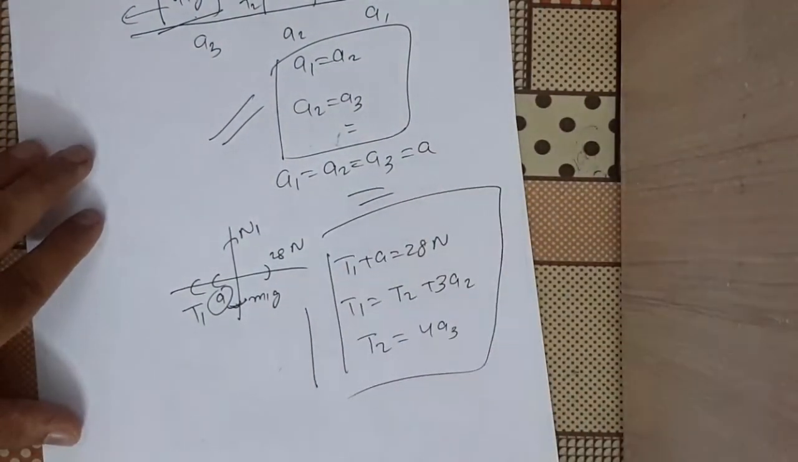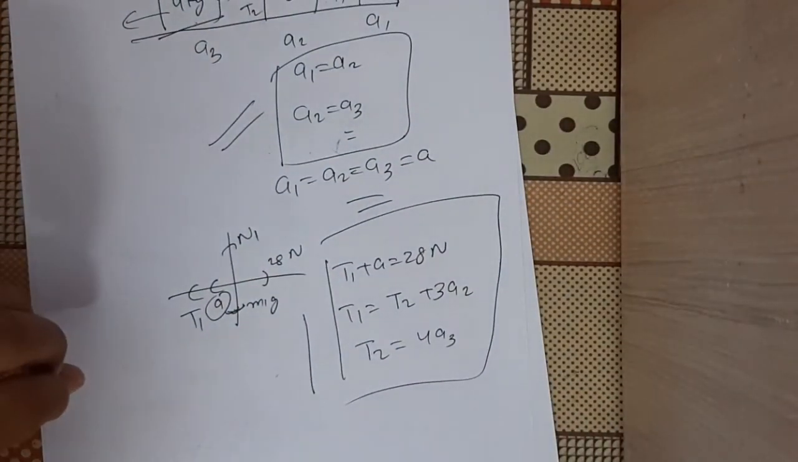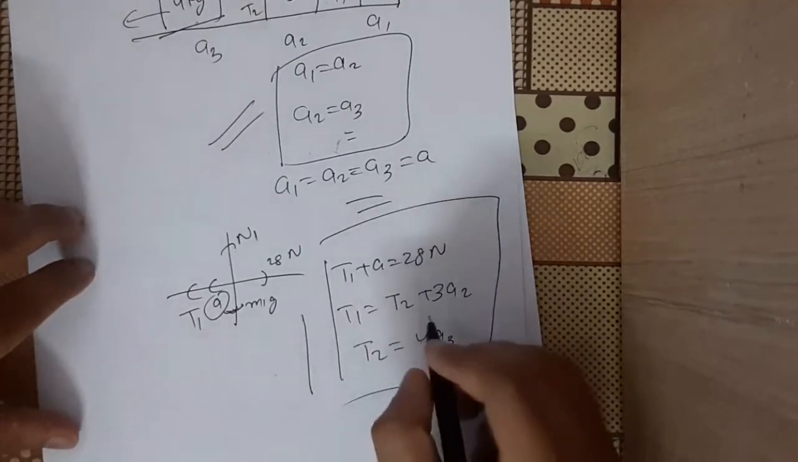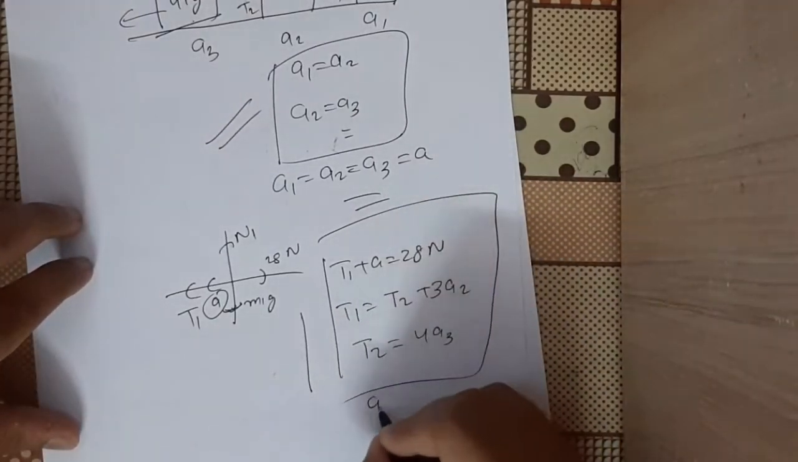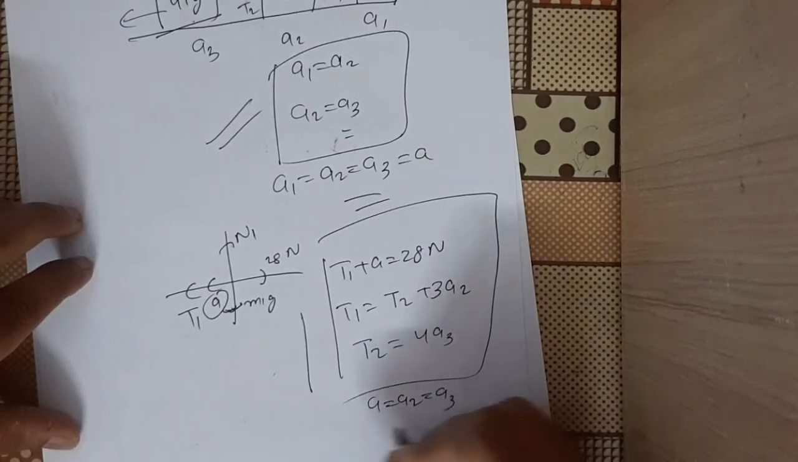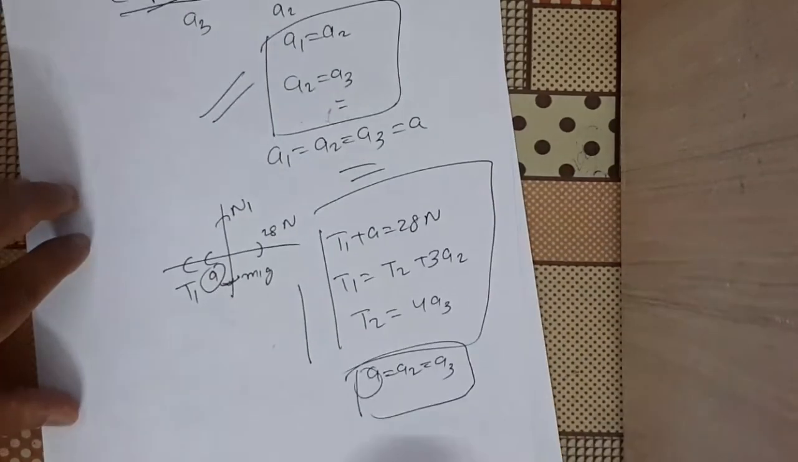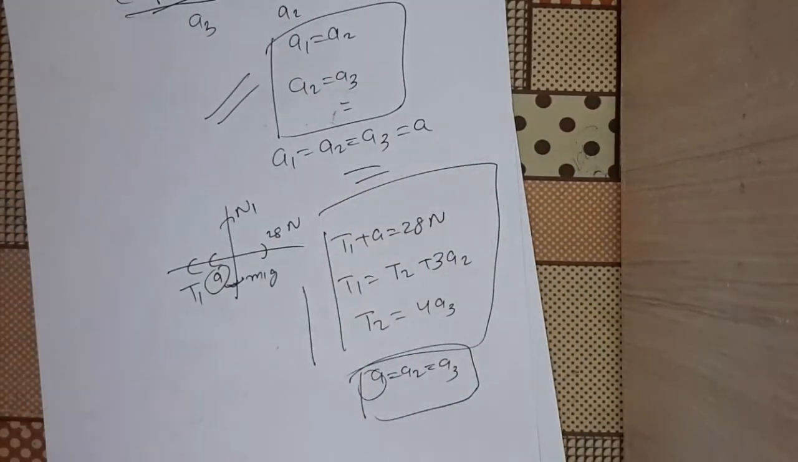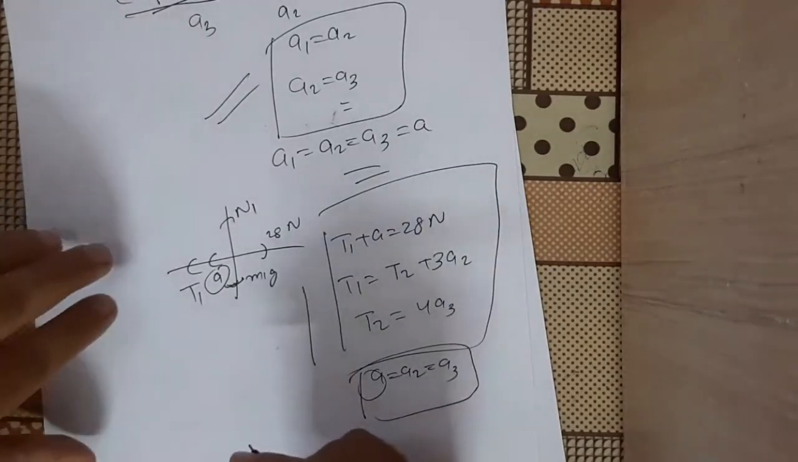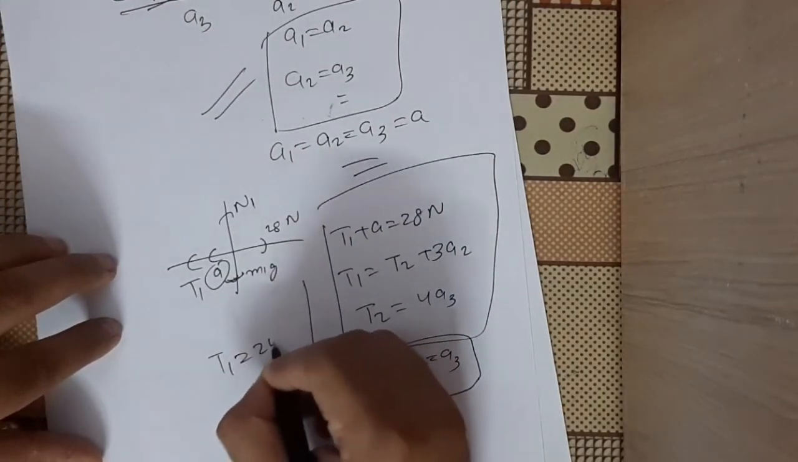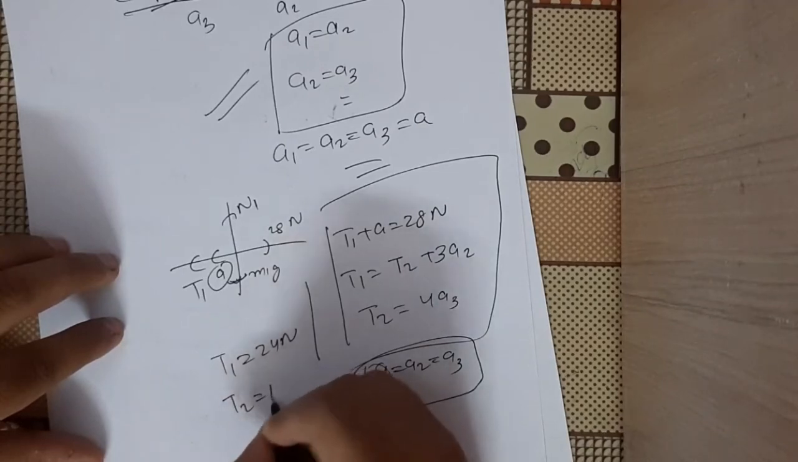So based on these three equations, how many variables are there? We have only 3 variables. We already know that A equals A2 equals A3, so you can put A in place of A2 and A3, and then you can calculate T1 and T2. So try solving them. You should get T1 equal to 24 Newton and T2 equal to 16 Newton.